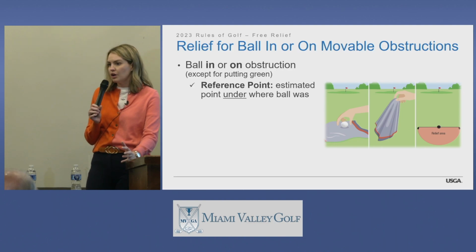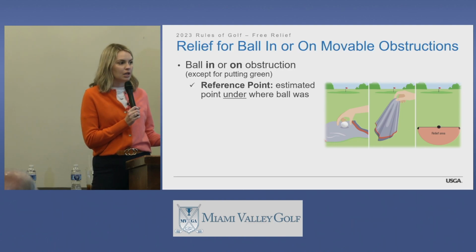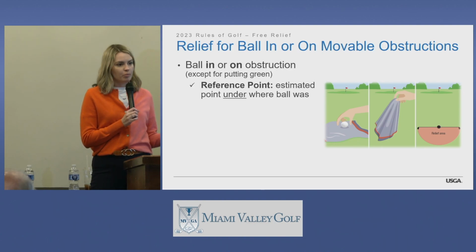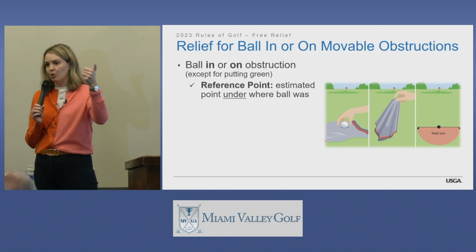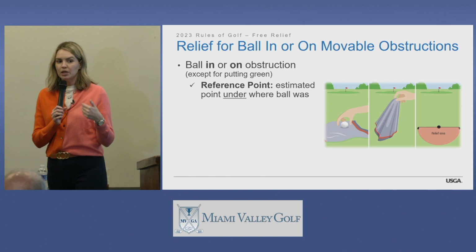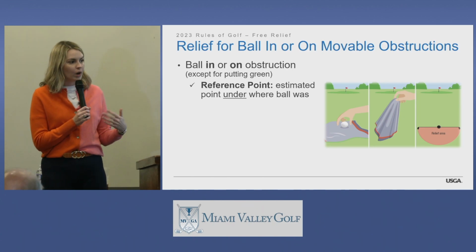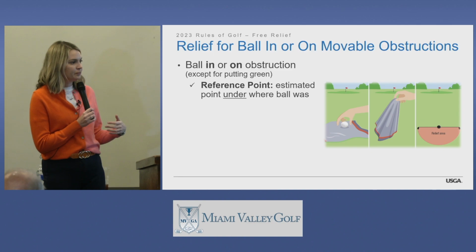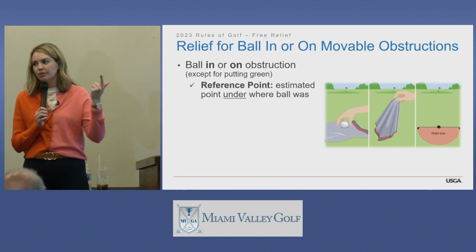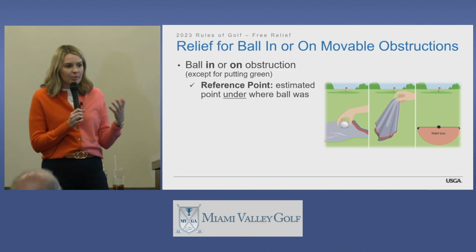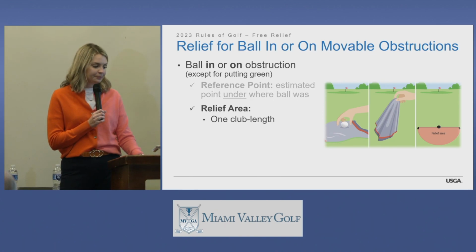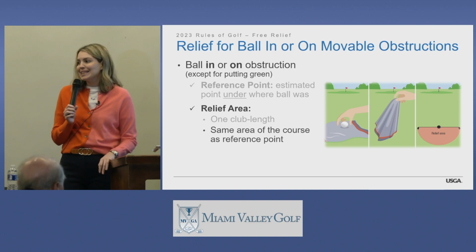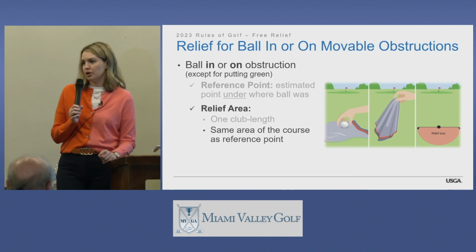And our relief area, we're going to see this pattern repeated, that with the exception of back on the line relief, when we are taking relief, we're going to start with a reference point. Here, the reference point is the spot right under where that ball was on the obstruction. We've got a 1 club length relief area. And then we have some limitations. We're not going to be able to go nearer the hole. And we have to stay in the same area of the course.